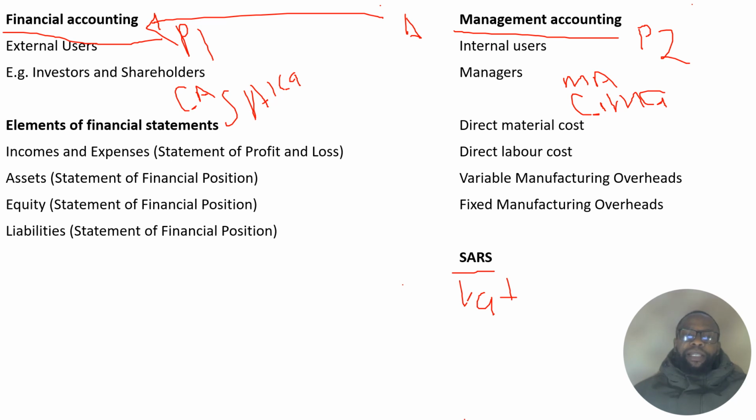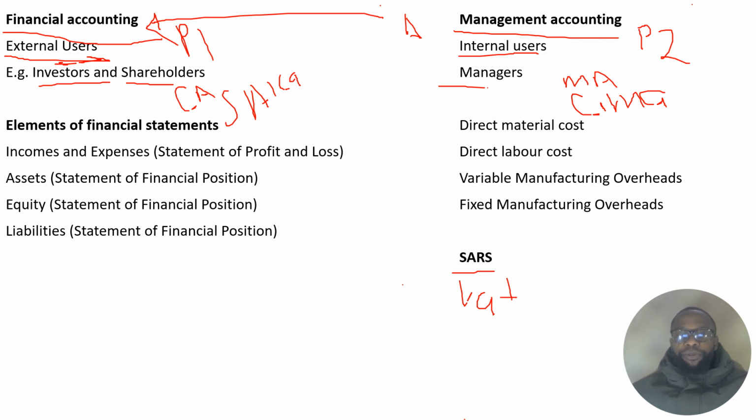Here the main users of these financial statements, which are your income statement, your balance sheet, your cash flow statement, and other notes to the financial statements, are external users such as investors and shareholders. On this side, the management accountant is mainly working with internal users such as managers. Management accounting is mostly found in manufacturing firms, but it has now spread to service companies and retail companies. As you grow and study, you will discover that. But for now, you just know that it is used in manufacturing.